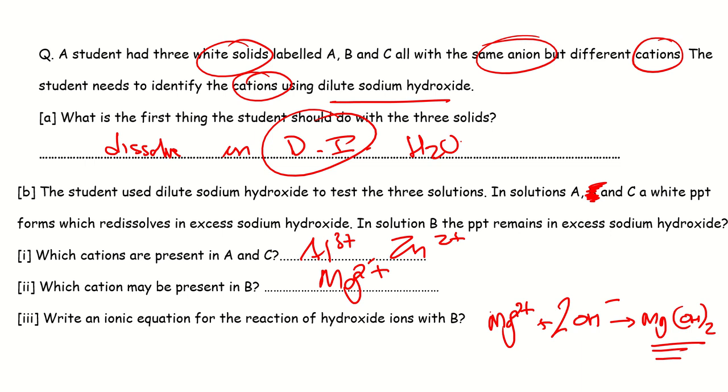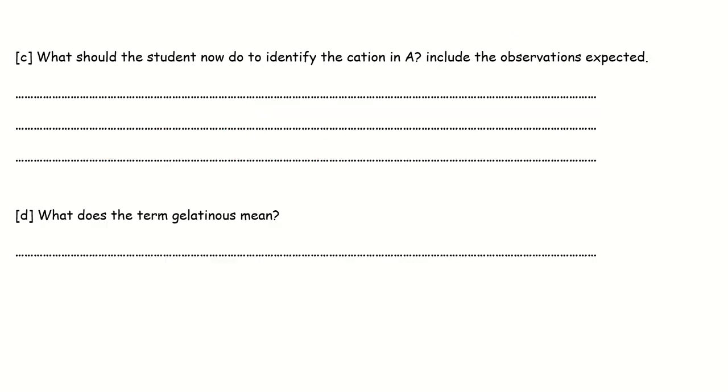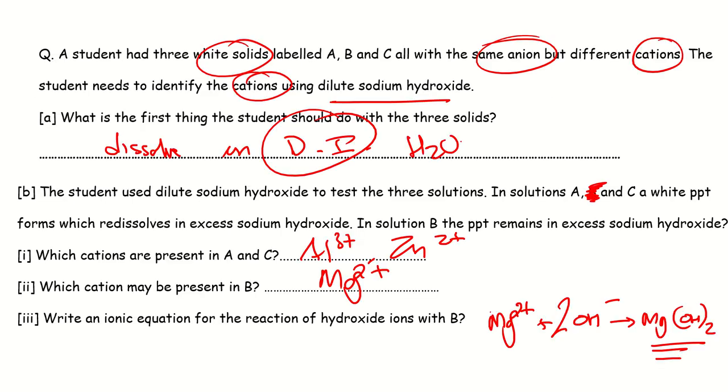So there we go, that's our precipitate, and that's our ionic equation. What would the student now do to identify the cation in A? Okay, so we said A was with dilute sodium hydroxide, aluminium or zinc.